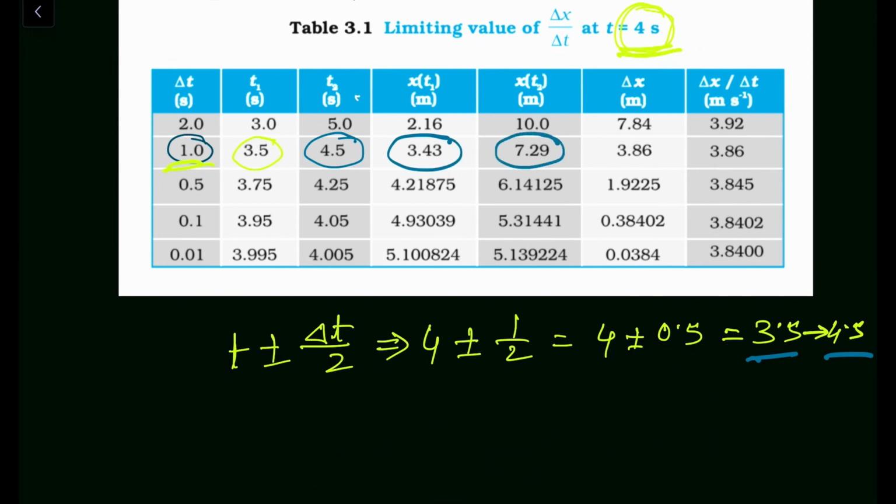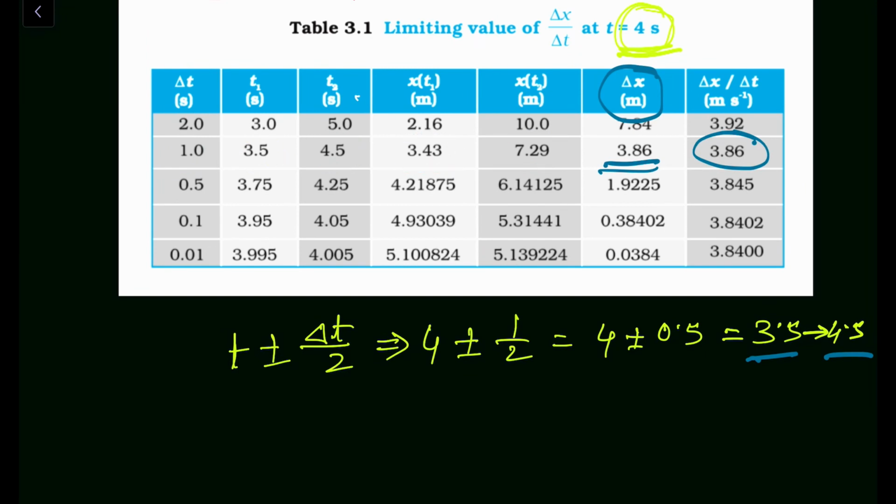So what will be the delta x? Delta x means the displacement: 7.29 minus 3.43, so we have 3.86. Again we divide this displacement by the time duration. So here we have 3.86. This is the average velocity. Also we can see that 1 second is still a large duration. The duration should be infinitely small in the case of instantaneous velocity. Similarly you can see this for all the other cases, following the same process.